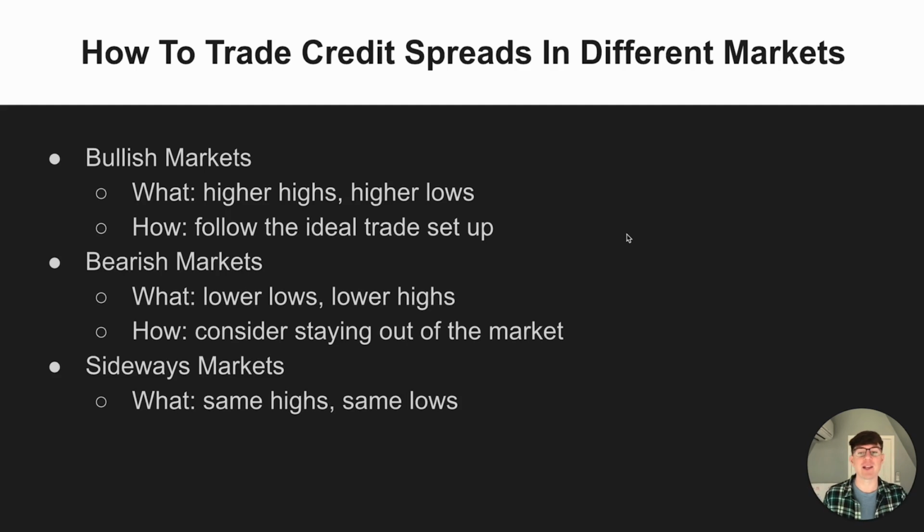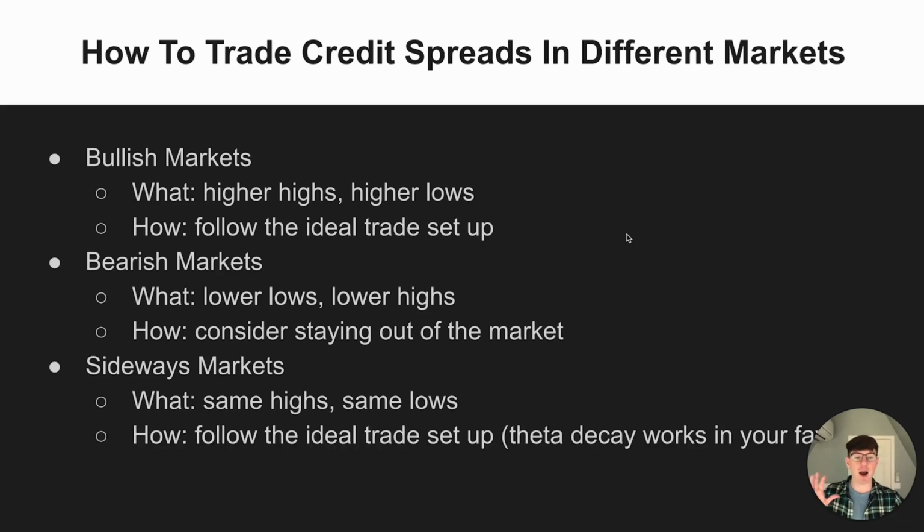We have a sideways market, which means we're stuck between the same support and the same resistance level. The market is just bouncing up and down between those two levels. If that's happening, we still follow the normal best practice setup, or whatever setup you want to follow, because that will make money on time decay. The market's doing nothing in general, it's going up and down, but time is moving on, which means we collect that theta decay profit.